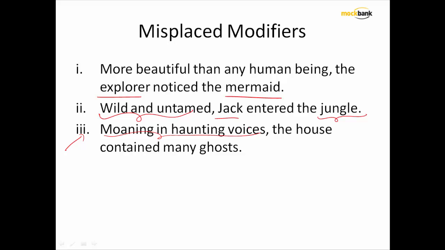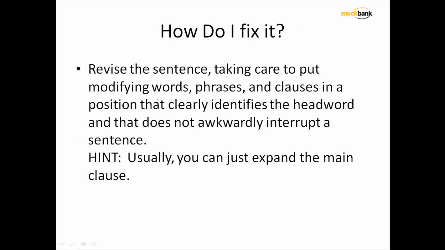Now you have understood how to identify misplaced modifiers. So the second very obvious question should be how to correct it. That is the question that you get in sentence correction problems. So let us try to see that. How do I fix it?